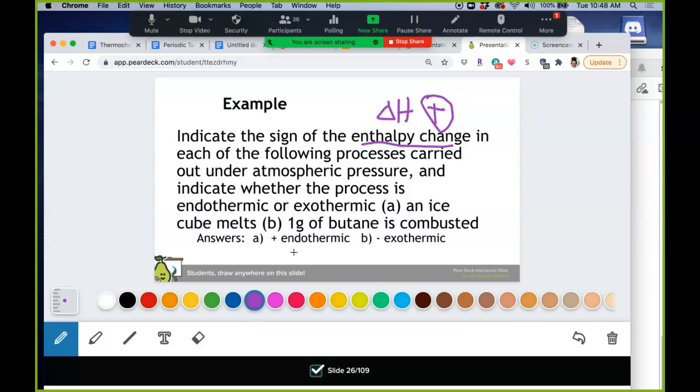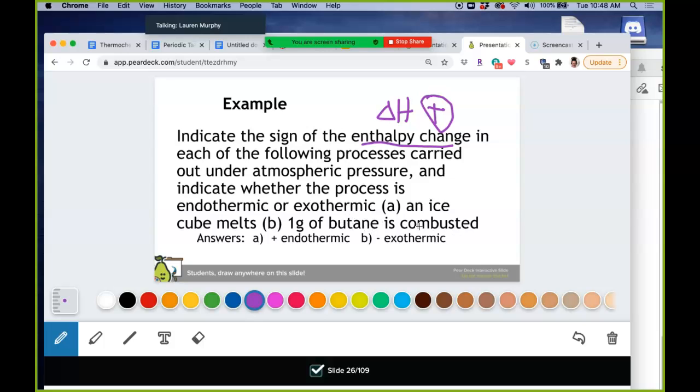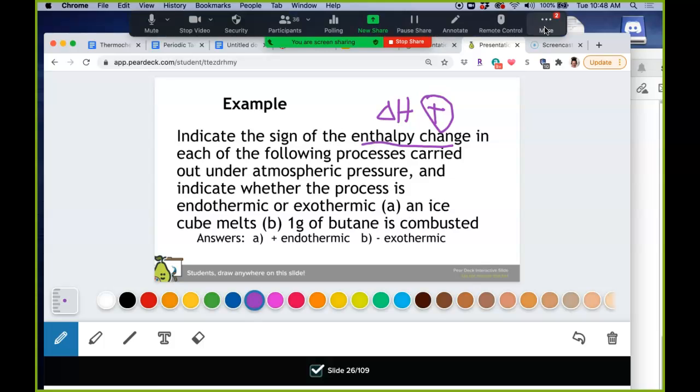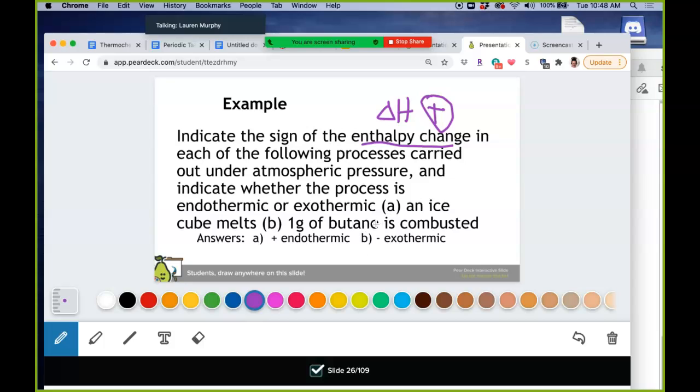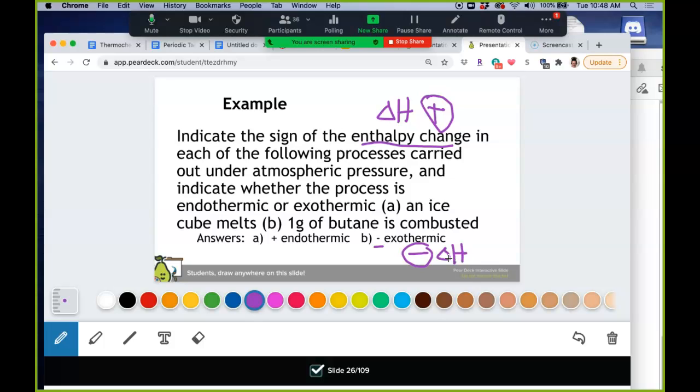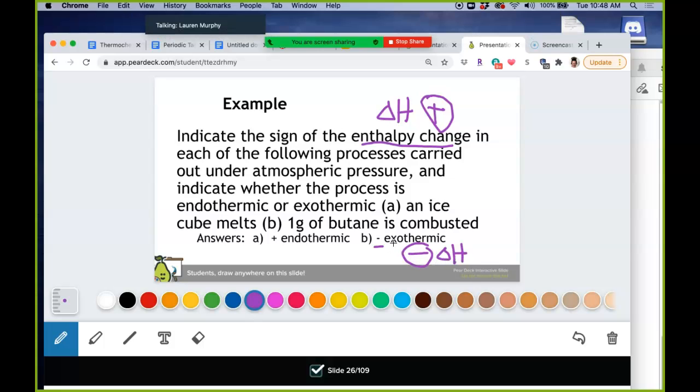Okay? What about combustion? 1 gram of butane, so butane is lighter fluid, is combusted. So combustion, do you think is going to feel hot or cold to you? If something combusts in your face. Definitely exothermic. Okay, so heat is given off. So this is a negative delta H. Heat is given off. It is lost. It is released. Okay, exo, it exits. It leaves the system. Okay, and just so you know, and I want you to write this down, all combustion reactions are exothermic. I will repeat that. All combustion reactions are exothermic.